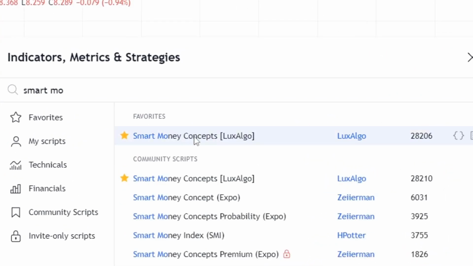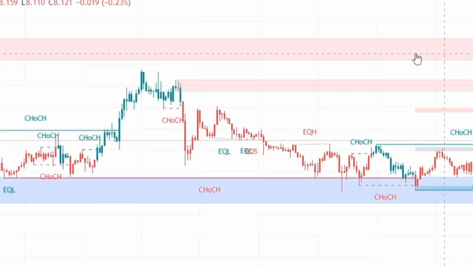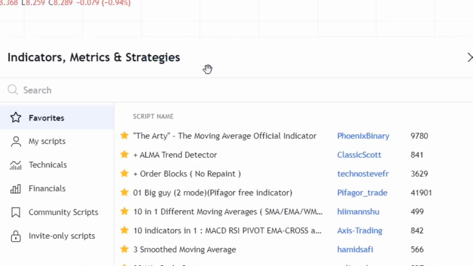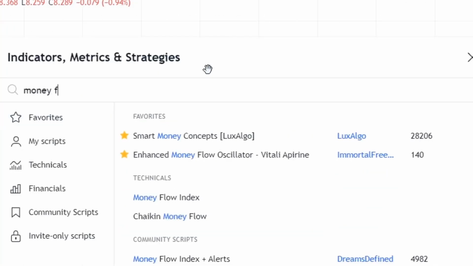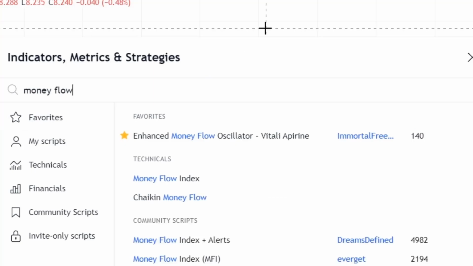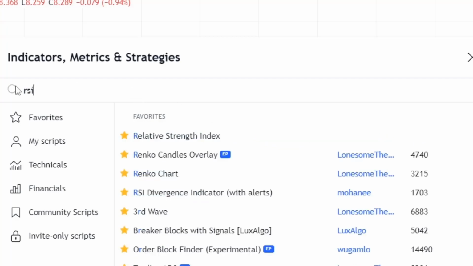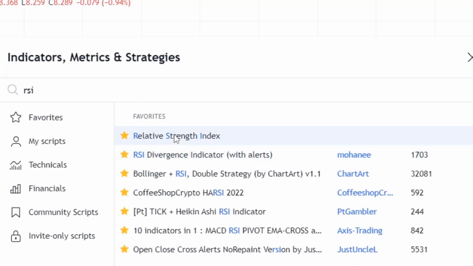Smart Money Concepts by LuxAlgo we already have here anyway. We'll take that one in, then we'll take that one in as well. This is very important: the Money Flow Oscillator. If you enter Enhanced Money Flow Oscillator by Vitaly Arparinia, from Immortal Free, that's actually the producer, you also include it. And I also have the RSI for myself, simply to see when we are in a very overbought or oversold market. I also have it in there.